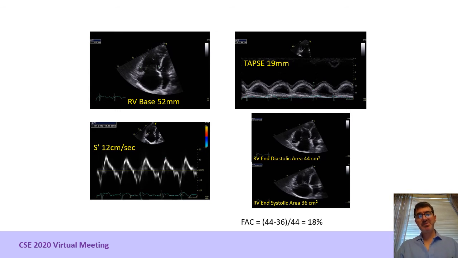So what this tells us in PAH, we can't rely on indices of annular motion or velocity alone to assess RV systolic function. If these are reduced, because these segments are often the last to go, that imparts a severe RV systolic dysfunction, but it doesn't pick up milder degrees.